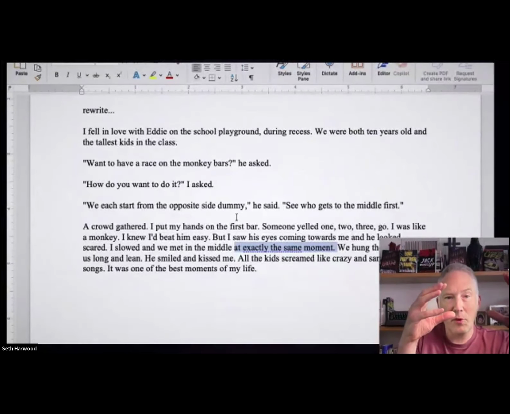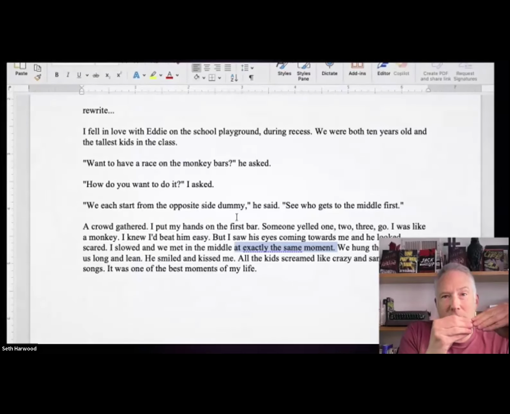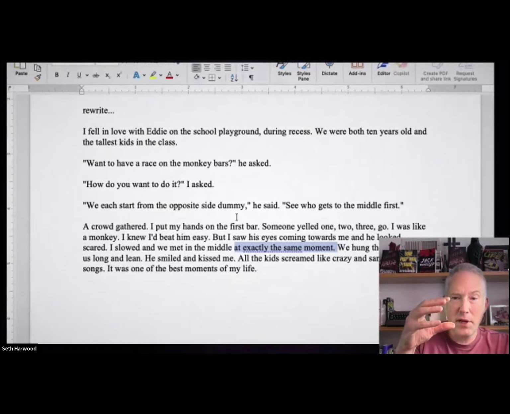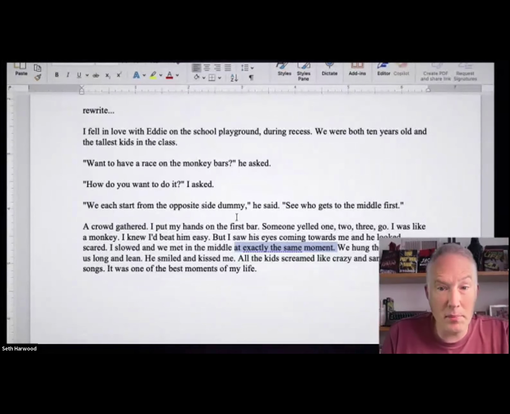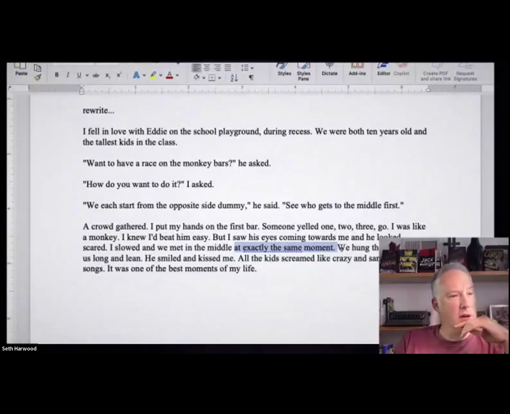It started out with we met, I fell in love with Eddie on the school playground, and now we're in this particular moment. As readers, because we've seen it slow down and go from summary to now, I would say this is dilation. I recognize that this feels more important, and so I'm starting to perk up and get invested. We hung there, both of us, long and lean. Again, it's a moment, it's dilation. He smiled and kissed me.